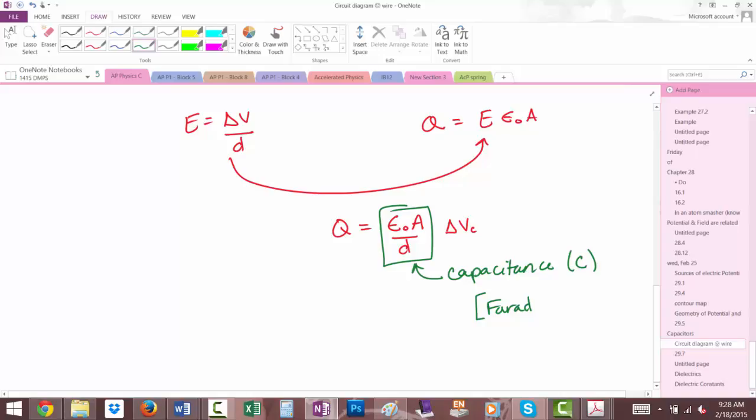Farads, named for Michael Faraday, who did a lot of stuff with electricity and magnetism. We will come to love him in the next few chapters. A farad is really, really big. The capacitors that are used in electronics, and capacitors are used all the time in electronics that we use. Modern electronics wouldn't work without capacitors. We're talking like micro or picofarads. Big, like 1 farad is a lot.